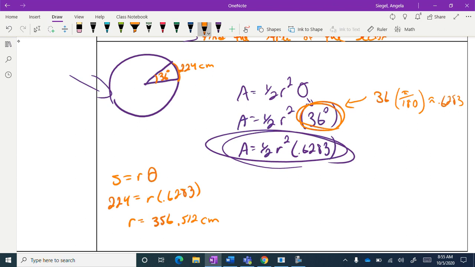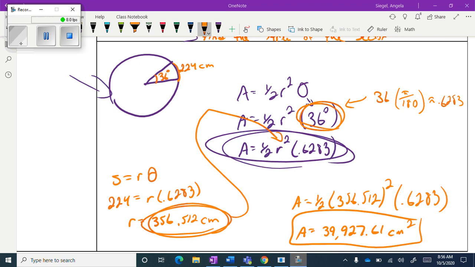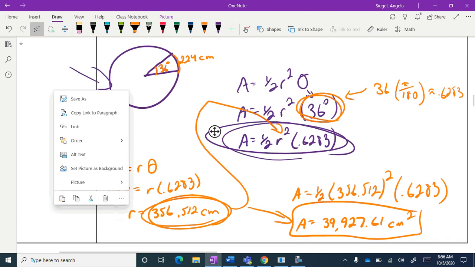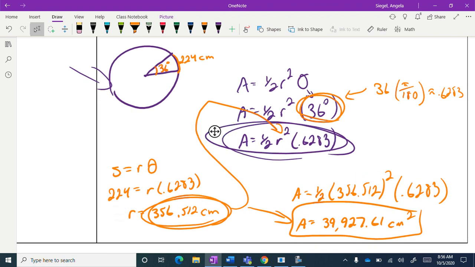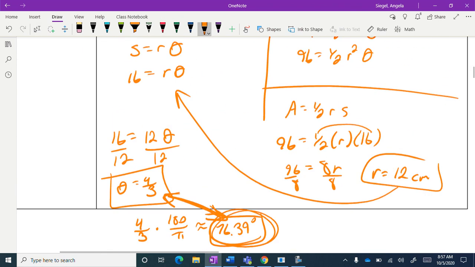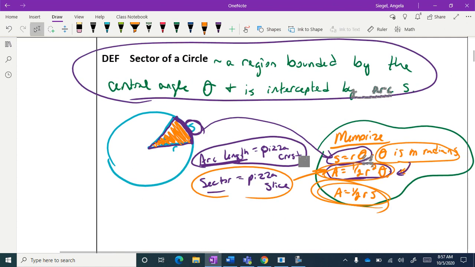So now I have what I need to bring this up. I'm going to push pause and go ahead and do that. Okay, so once I typed that all in my calculator, I end up getting about 39,927.61 centimeters squared. And that's it. Notice I just moved around with what information I had, and I got stuck, and so I had to go here. So it's just like being comfortable. Again, that's why I want you to memorize these formulas here.